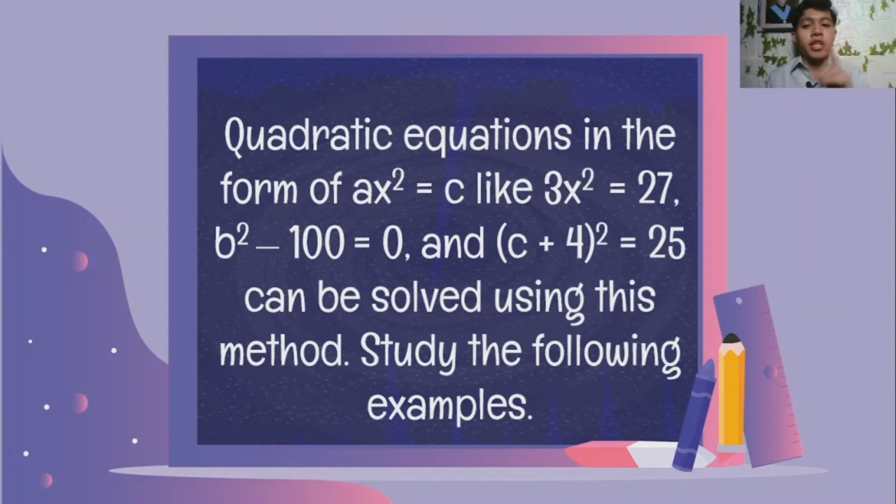Quadratic equations in the form of ax squared is equal to c, like 3x squared is equal to 27, or b squared minus 100 is equal to 0, or c plus 4 squared is equal to 25 can be solved using this method. Ibig sabihin, yung mga form na binigay ko kanina, itong tatlong form na ito, okay? Ito yung nasosolve ng method na extracting the roots, no? So, let's study the following examples.